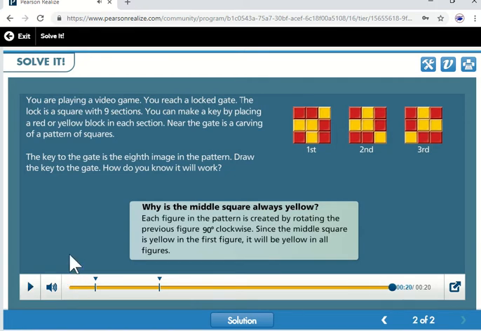Then if you still can't figure it out, well, here we go. Each figure in the pattern is created by rotating the previous figure 90 degrees clockwise, like you just saw. Since the middle square is yellow in the first figure, it'll be yellow in all the figures.